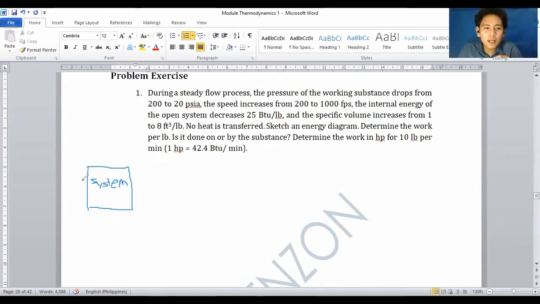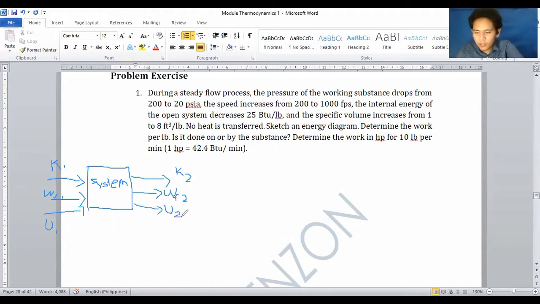Next, when drawing the energy diagram, just like we discussed earlier, we have to have this: we have kinetic energy, K1. What else? We have flow work 1, and then we also have internal energy 1. Now, energy entering is equal to energy leaving. So therefore, if you have K1 there, you have K2 here. You have flow work 2 here, and you have your internal energy 2 here.